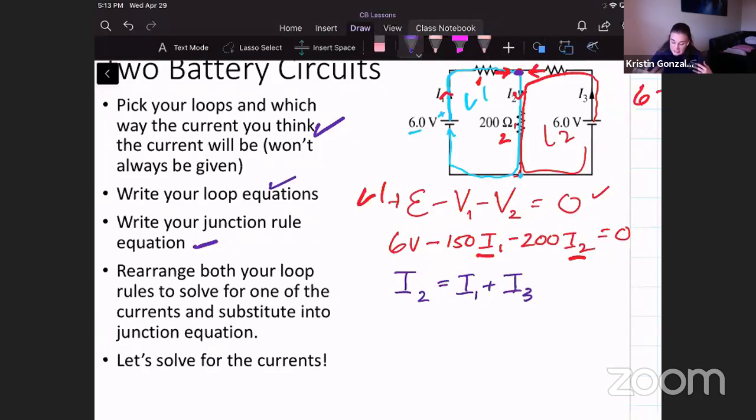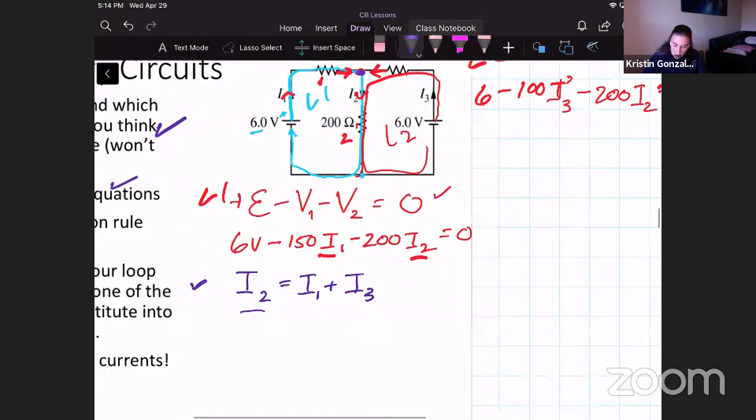The way that I see is the easiest is I'm going to use my junction rule, but I want to substitute in so that I have everything in terms of only 1 current. So let's make everything in terms of just I2. I want to get rid of I1 and I want to get rid of I3. I can get rid of I1 using our loop 1 equation. So let's rearrange it to solve for what I1 is equal to in terms of I2. Let's add that over, so we've got 6 volts minus 200 I2 equals 150 I1.